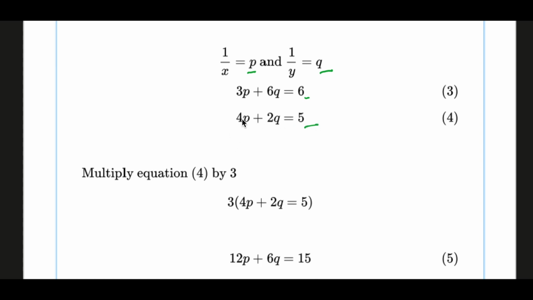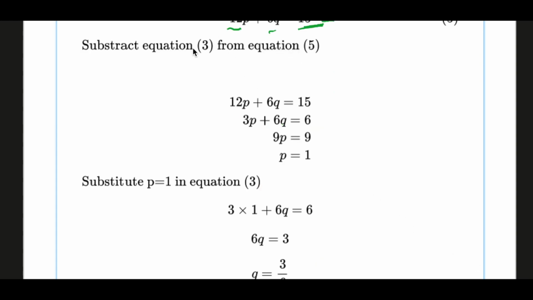Now what you can do is, in this equation 4 you see that here the coefficient is 2 and here the coefficient is 6. So when you multiply the equation 4 by 3, this coefficient of q will become 6, and then you can subtract these two equations. So let us multiply our equation 4 by 3. It is 3 times (4p + 2q = 5). So this becomes 4 times 3 gives us 12p + 6q = 15. Now what we can do here is we can subtract equation 3 from equation 5. This is our equation 5 and this is our equation 3.